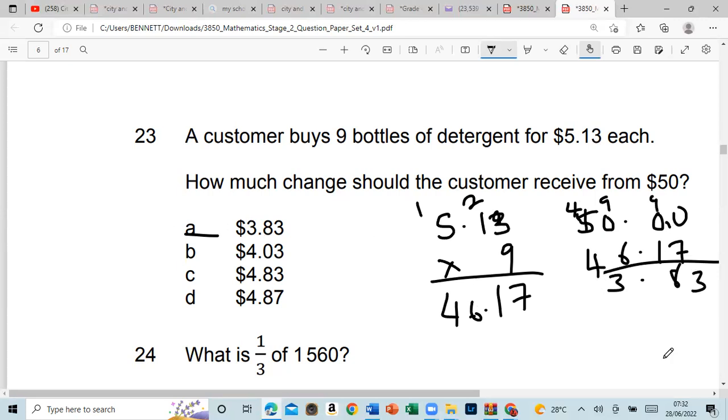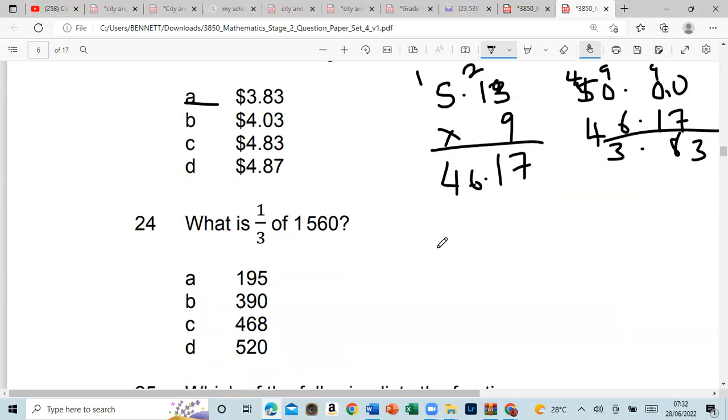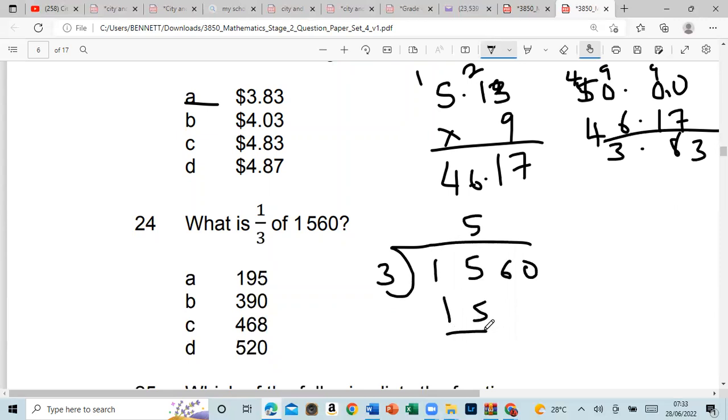So that's 3.08. What is 1/3 of 1,560? Dividing by 3, all right? 3 into 5, 1, 3 into 15, 5. Carry down the 6, 2, and then 0. So that's 520. All right, so let's move on to 25.